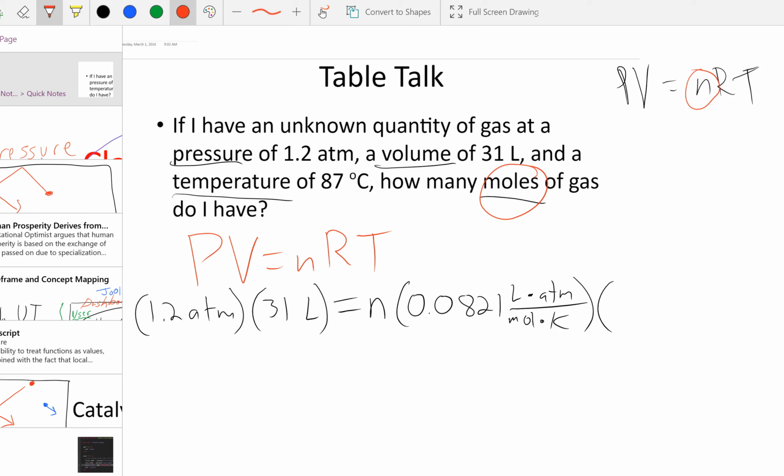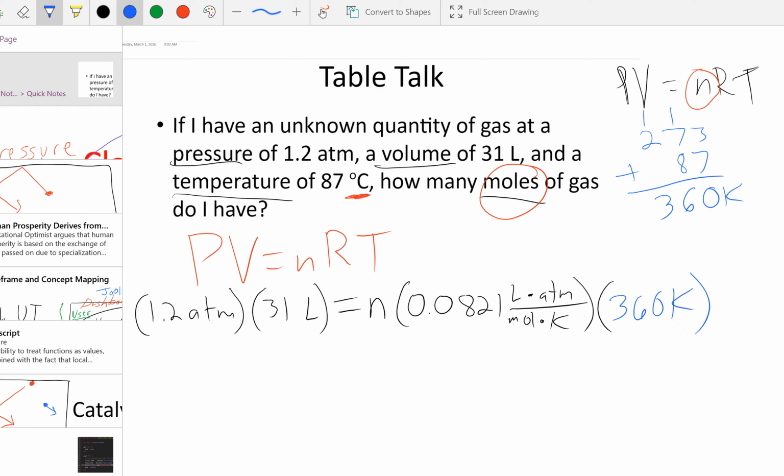Now the problem is I have temperature in Celsius. So what do I need to do to it to change Celsius to Kelvin? 273 plus 87 gives me 360 Kelvin. And I plug that in right here.